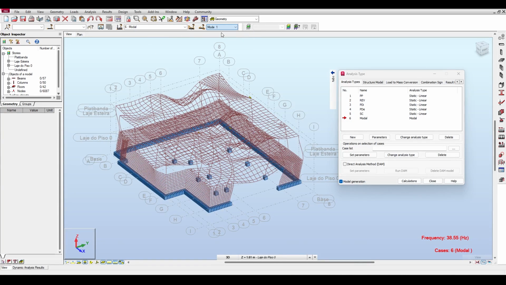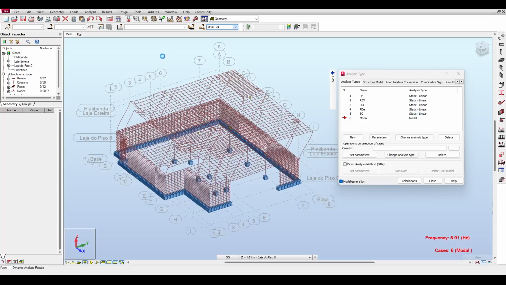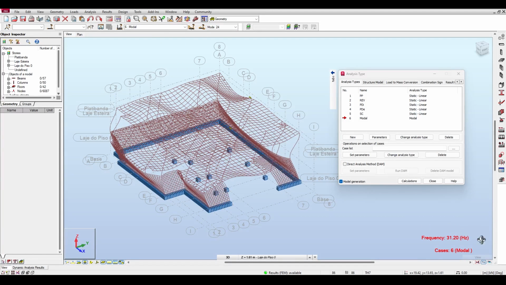Now, what are my thoughts about mass participation? My thoughts are very simple. Mass participation is not a holy Bible. You can see that we have sudden spikes in mass participation in mode 24 and mode 33. Let me go to mode 24, for example. Mode 24 has a frequency of 31.2 Hertz. That's a lot, by the way.